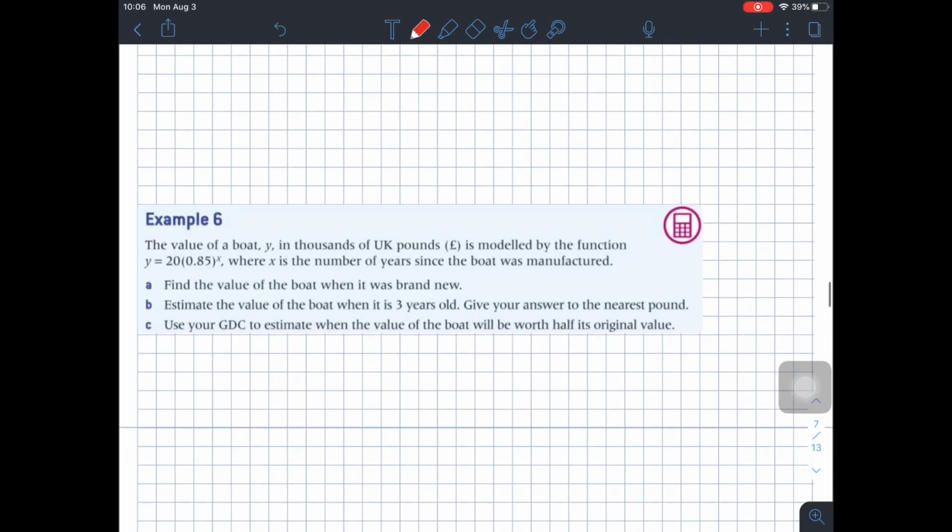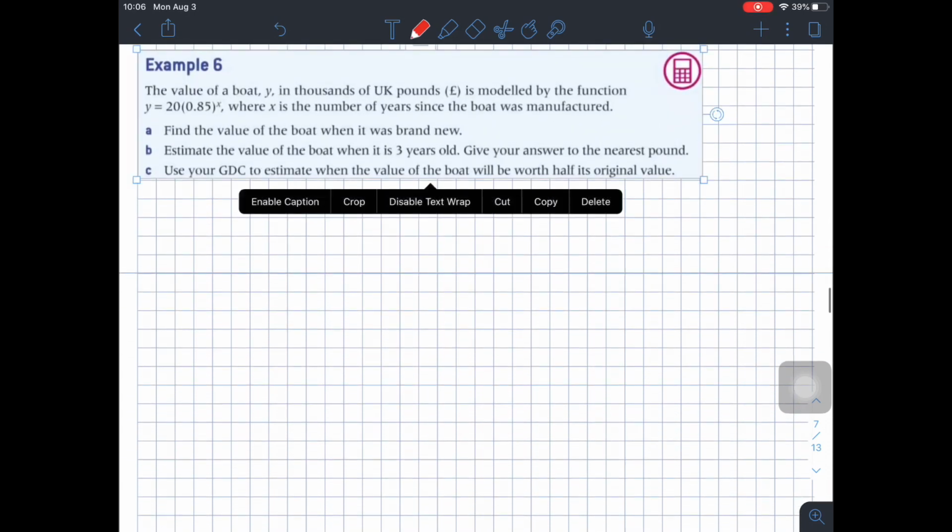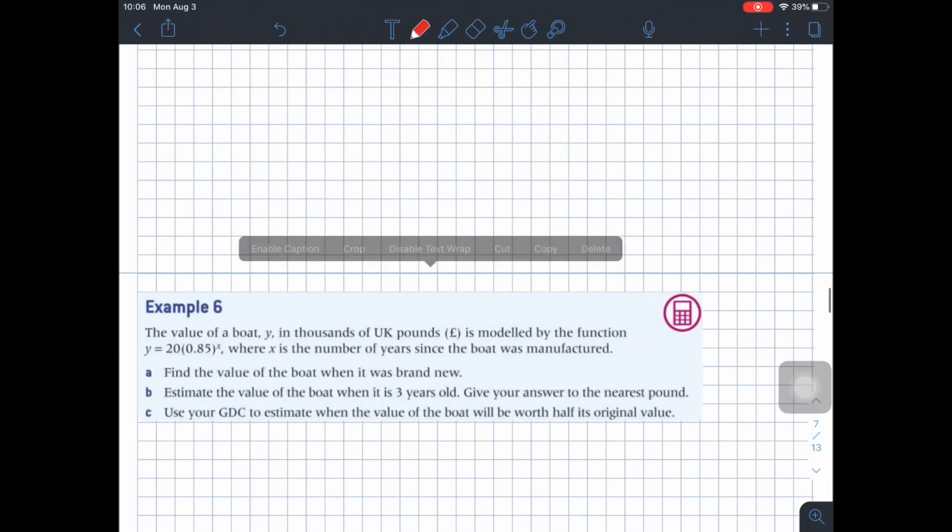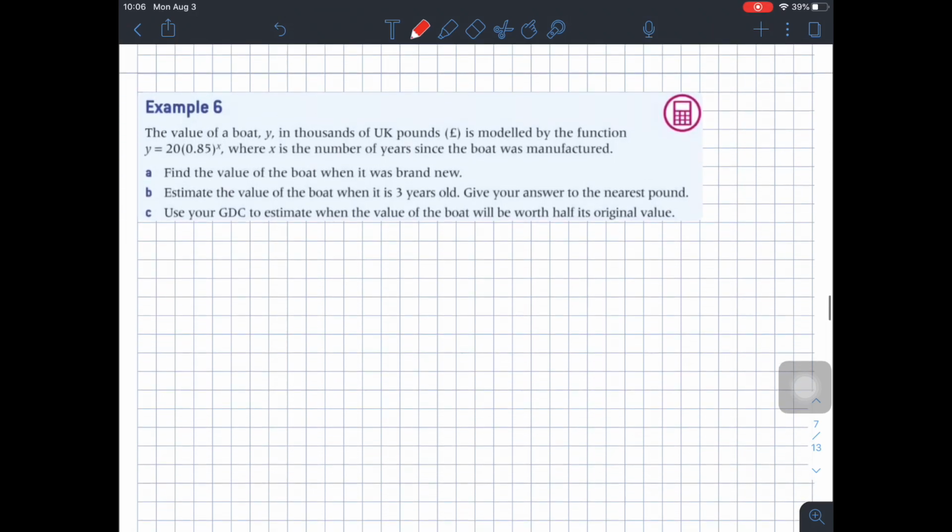Let's go to example 6. I'm going to put this down here. This, once again, is using a calculator. So it says, the value of a boat y in thousands of UK pounds is modeled by the function y equals 20 times 0.85 to the power of x, where x is the number of years since the boat was manufactured. So, part A.